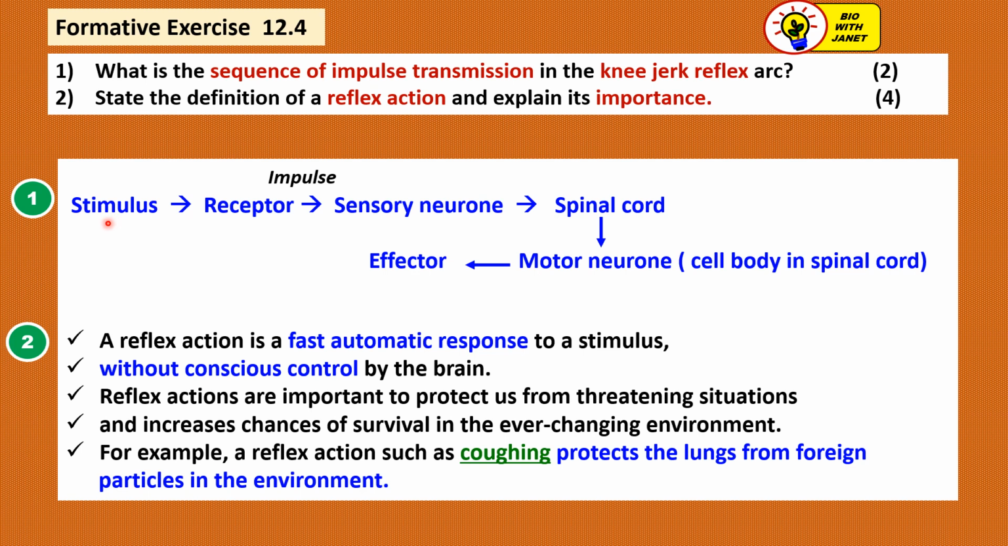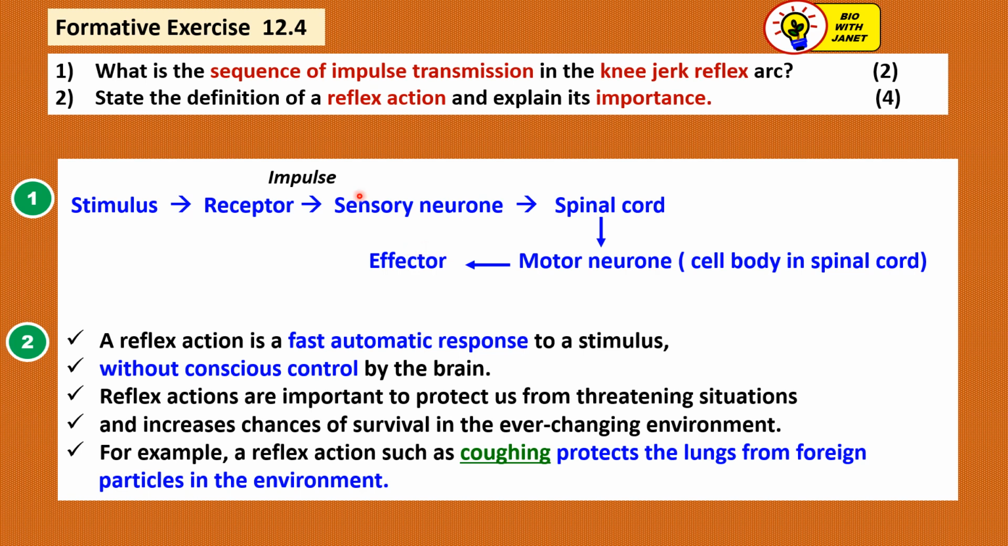Start with the stimulus. Okay, so stimulus is detected by the receptor. Then the receptor will produce an impulse that is transmitted by the sensory neuron to the spinal cord. And then in the spinal cord, the sensory neuron will transmit the impulse through the synapse to the motor neuron. All right, so relay neuron is not involved. And then from the motor neuron, the impulse is transmitted to the effector, that is the quadriceps muscle of the leg that will contract and cause the leg to jerk upwards.